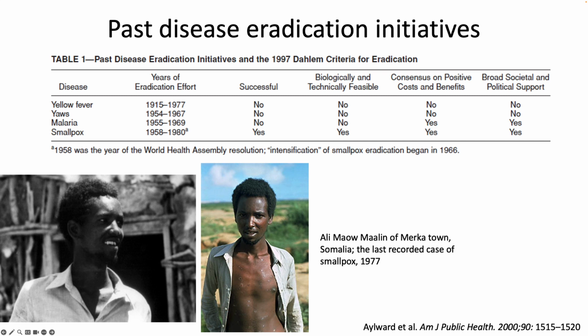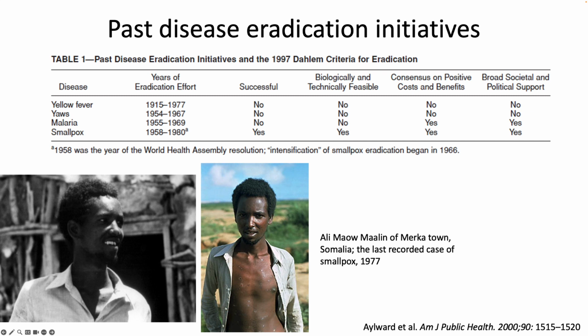For each disease, this table shows the different key criteria. Starting with the biological and technical feasibility, that criterion was really only met for smallpox. And the consensus on the cost and benefits existed only for malaria and smallpox, but not for yellow fever and yaws. And the same was true for broad political and societal support. Smallpox was the only pathogen for which all key criteria were met, and it was the only pathogen for which eradication has been successfully achieved.